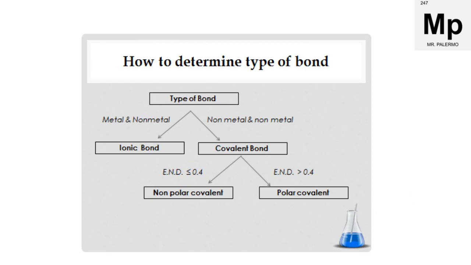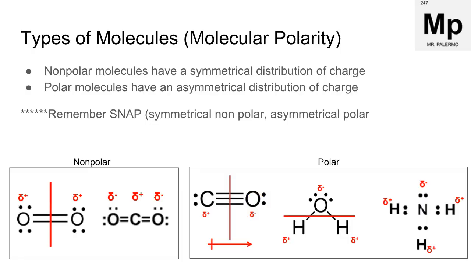So how do we determine the type of bond? Well, the first thing you do is figure out who's involved. If it's a metal and a nonmetal, we say it's ionic, and that's it. If it's a nonmetal and a nonmetal, it's covalent, and then you figure out whether it is nonpolar or polar. So look up the electronegativity difference between the 2 atoms. If it's 0 to 0.4, it's going to be nonpolar, and if it's greater than 0.4, it is going to be a polar covalent bond.